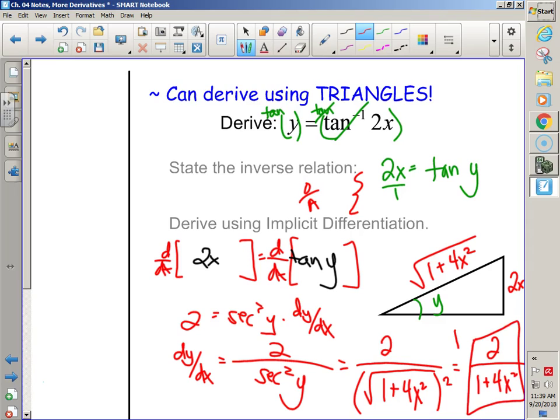Check it with a formula and you'll see I'm right. Isn't it u prime over 1 plus u squared?